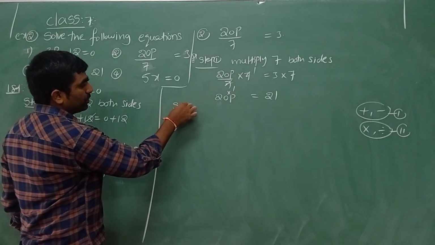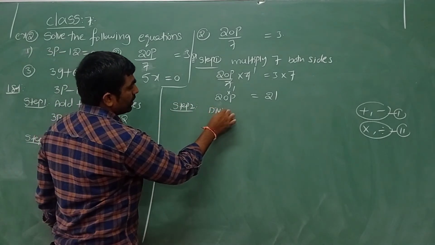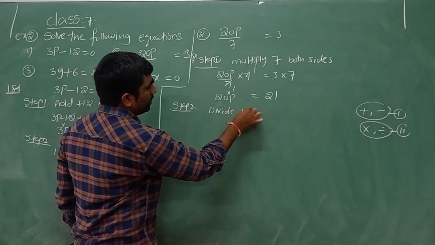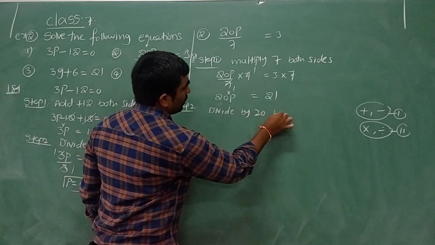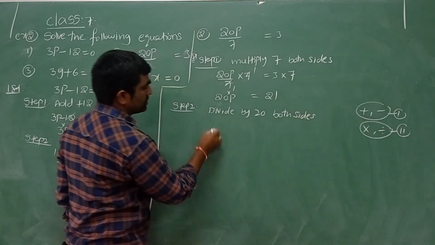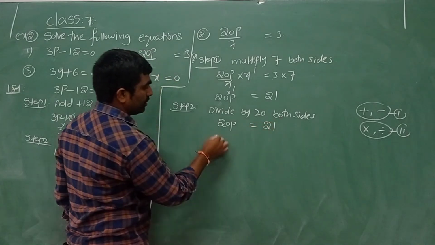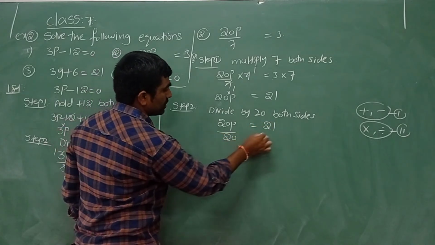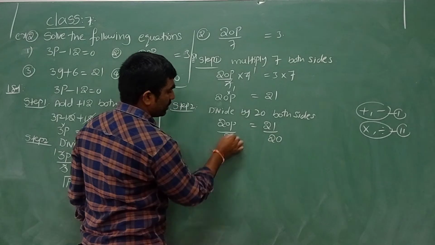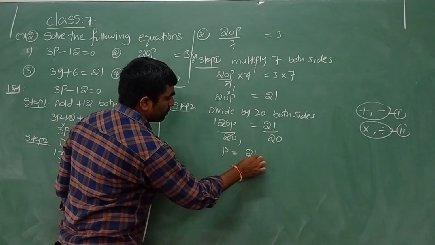Then let me write step 2. So step 2, write divide. What can we divide? Same number. Divide by 20 on both the sides, I mean both LHS and RHS. 20p is equal to how much? 21. LHS divide by 20, similarly RHS also divide by 20. 20 ones are 20, 21 by 20. Yes, we can write p is equal to 21 by 20.